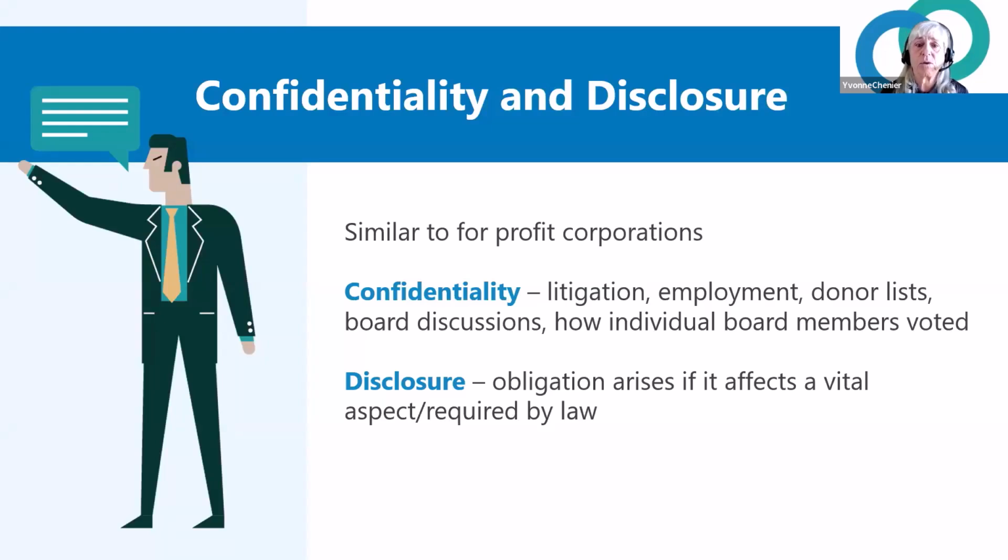They're the same as for a business corporation, or a for-profit corporation, as some refer to it. So, the duty of confidentiality. You're sitting around the boardroom table of a nonprofit, and you're talking about litigation, employment matters, donor lists, board discussions, or even how someone voted for or against a motion. Those are just as confidential for you as a director of a nonprofit organization as they are for a for-profit corporation. And the same with your obligation to disclose. You have no obligation to disclose what has been said, unless, of course, it's required by law. So the same requirements for for-profit corporations apply for not-for-profit or nonprofit corporations.